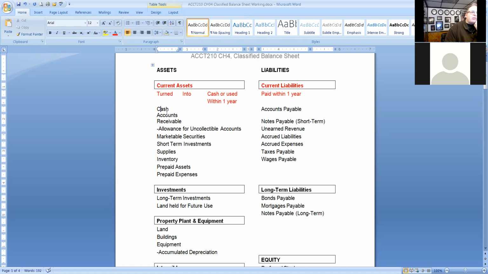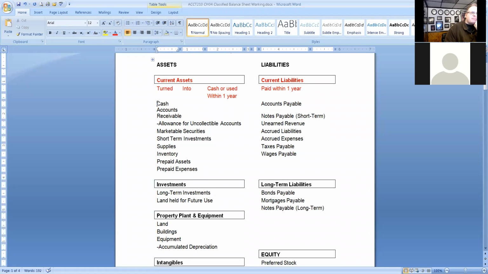Okay, so let's go through the current assets. Cash is obviously already cash, so we don't have to wait for it to turn into cash. Accounts receivable, how come that's got 2 lines? I did something with the space. Oh, I'm going to fix this, so it doesn't help you guys, but the next class is going to have a pristine document. Okay, so accounts receivable, you're going to collect those. They're usually collected within 1 year.